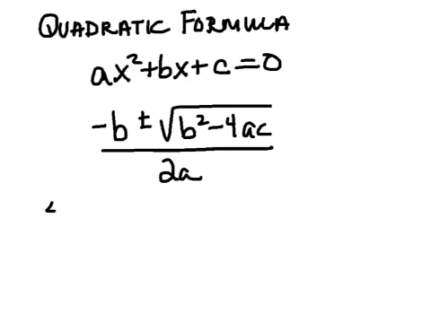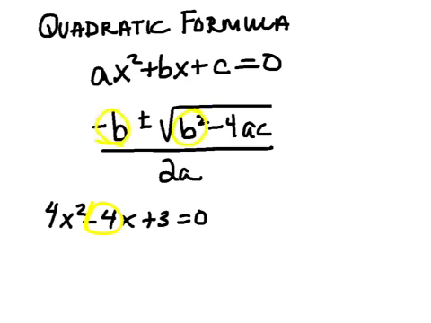So if I have 4x squared minus 4x plus 3 is equal to 0, the first thing I always tend to think about though is, can I solve it factoring? And if I can't, then I'll go to the quadratic formula. But if we know that b is negative 4 and a is 4 and c is 3, we can substitute in.